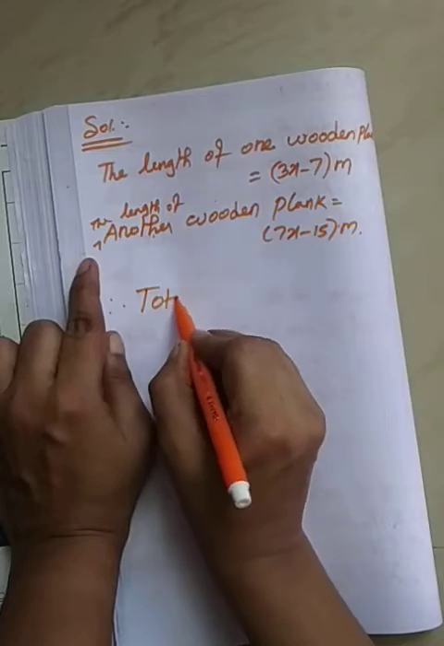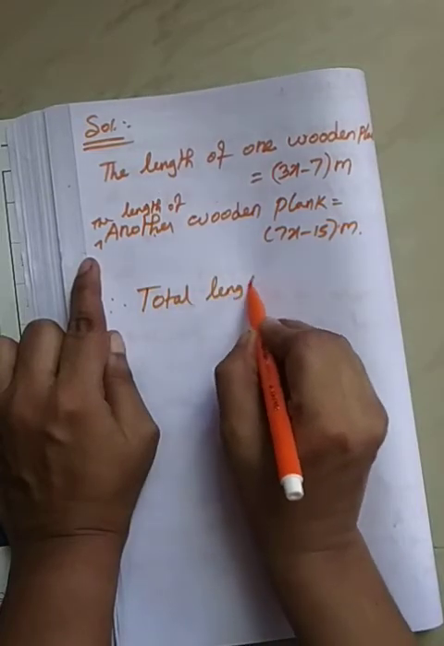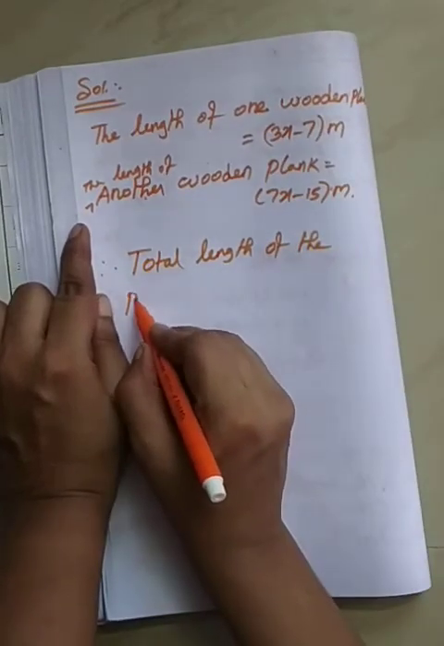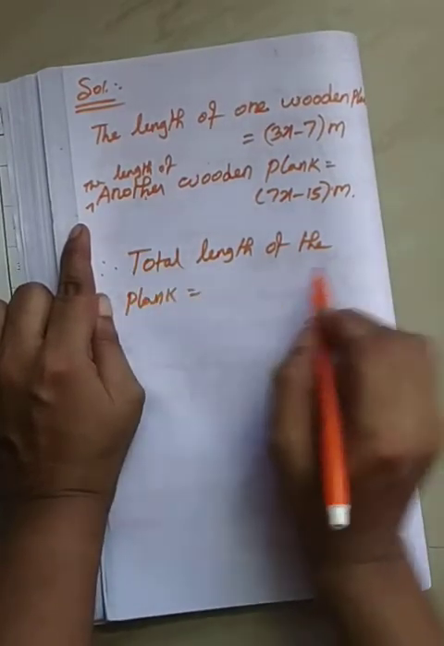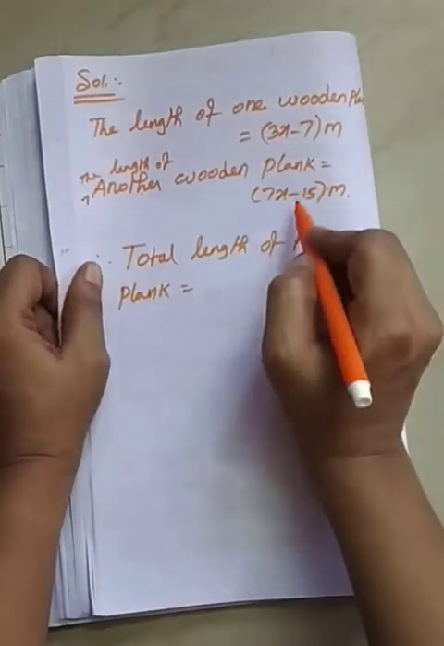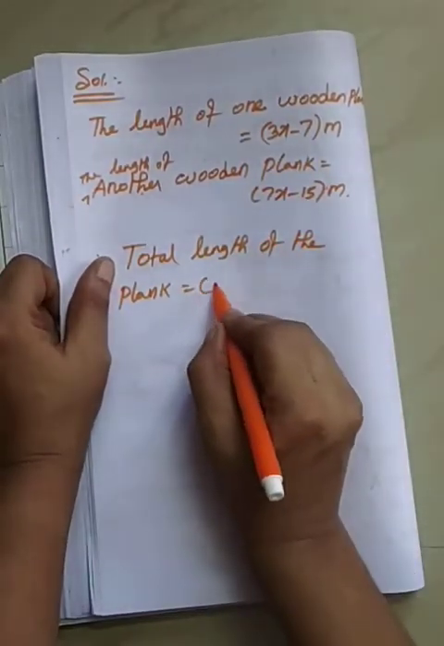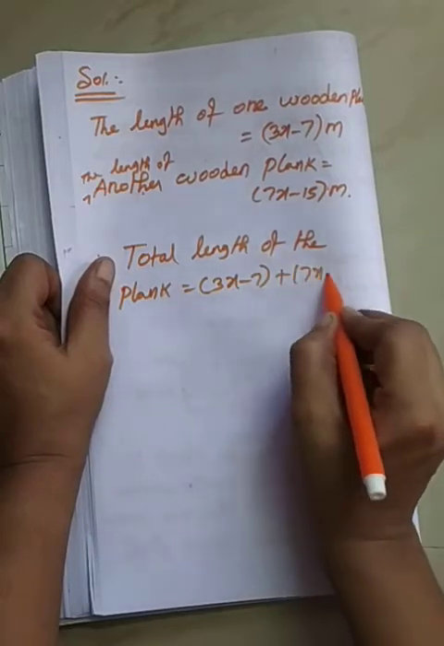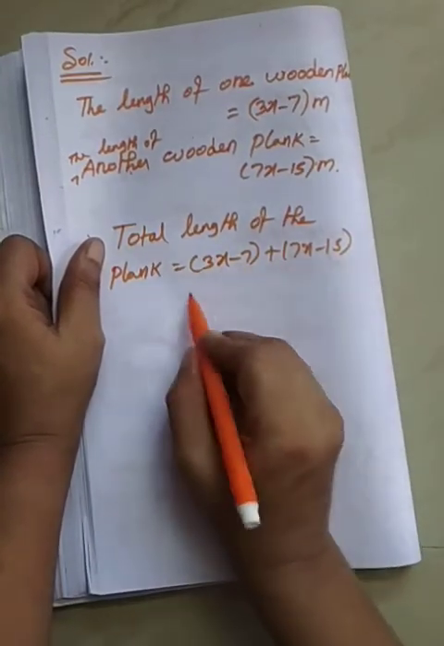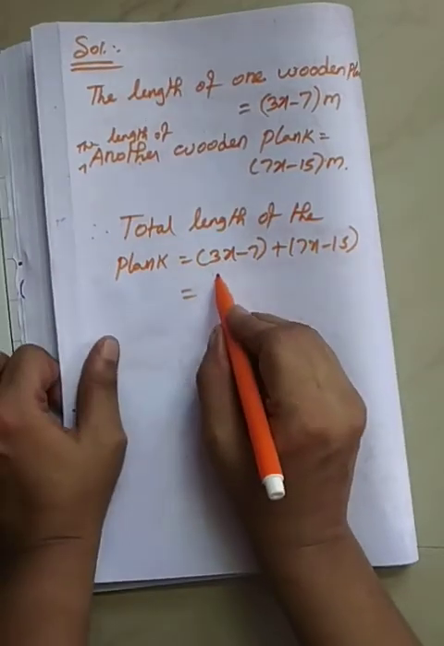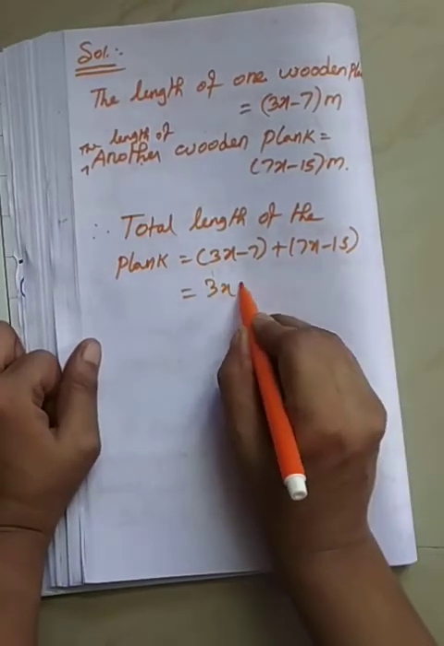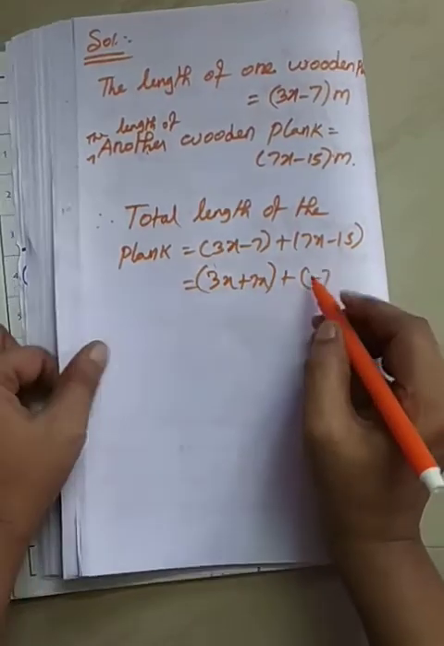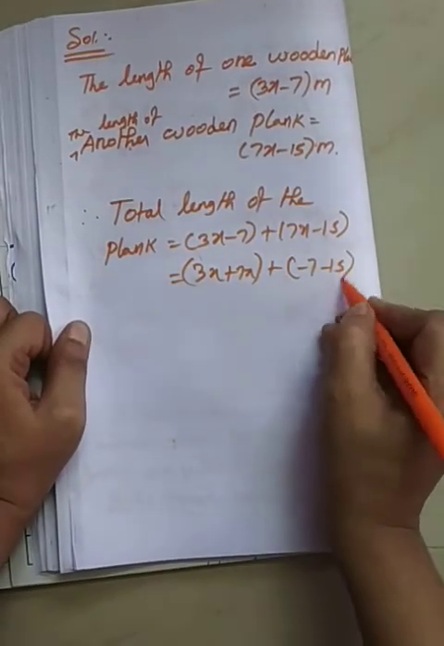Therefore, the total length of the plank is equal to, see here, you have to join both. Join means add. So, 3x minus 7 plus 7x minus 15. See here, first you have to arrange the order. What is that order? 3x, in this one 7x. Next, constants, minus 7 minus 15.